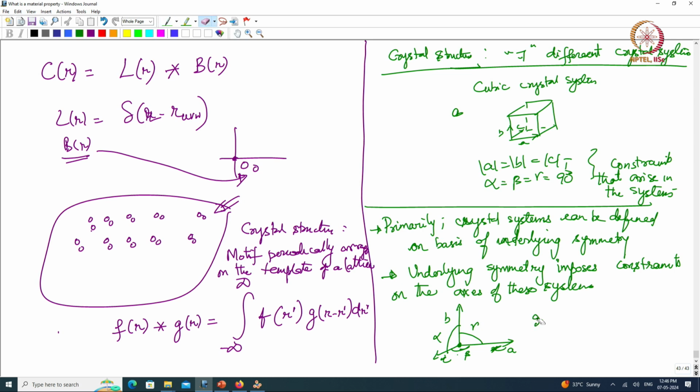Let me use a different color here. A, B and C need not be orthogonal. They do not need to have a 90-degree angle between them. Okay. So A, B, C need not be orthogonal.